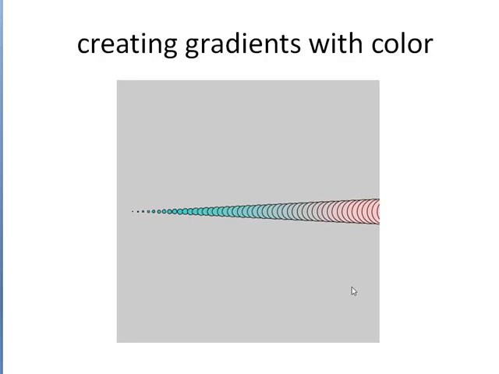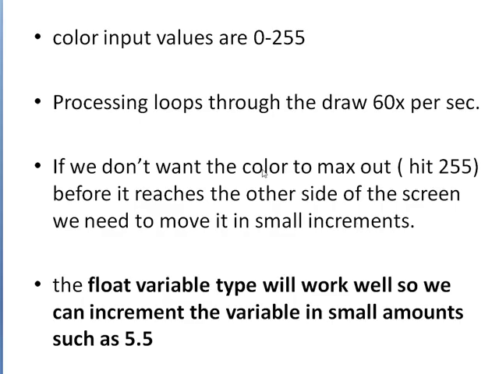We can use a variable in our color as well, and we can use that to create kind of a gradient effect. So something to consider is that color does only go from input values of 0 to 255. So whatever number our variables start out at and however we're increasing it, we don't want it to go past 255 because then it just keeps the same color.